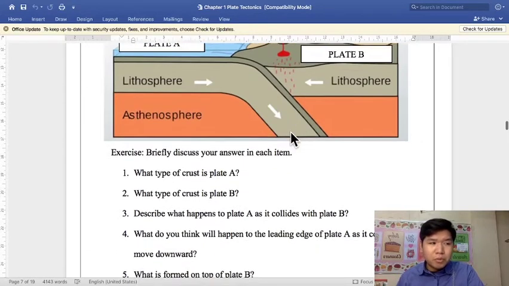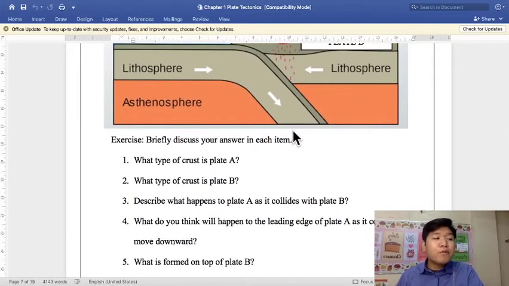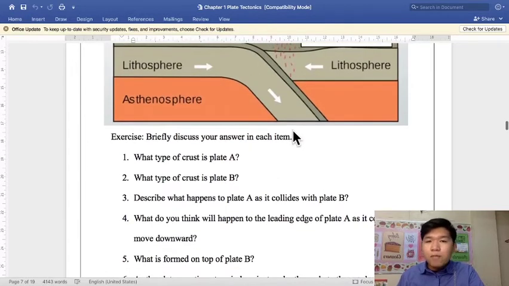The asthenosphere too. So number 5, what is formed on top of plate A? So there is the first landform that we have ever discussed.